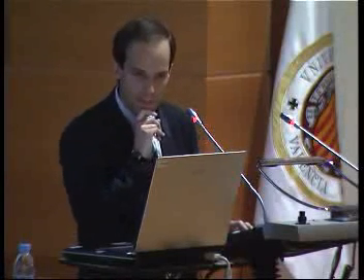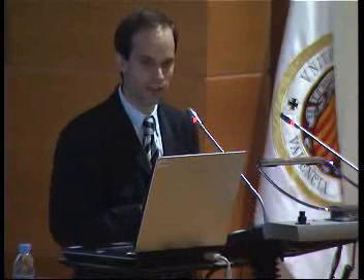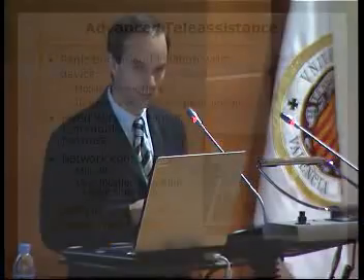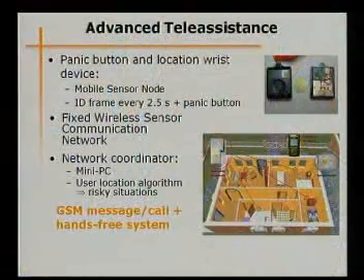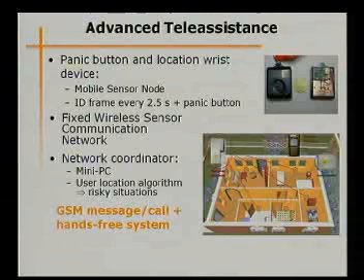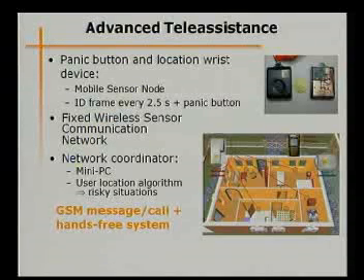The first one is a device with a panic button and a location wrist, which contains a mobile sensor node and is sending frames every 2 seconds, and it also has a panic button. It's complemented by a fixed network in the house, which routes the data to a central coordinator, which has some user location algorithms to detect if the user is staying too long in some room, for example. In that case, it will send a GSM message to some relative, and it will be possible to speak to the patient with a hands-free system located in the fixed network.